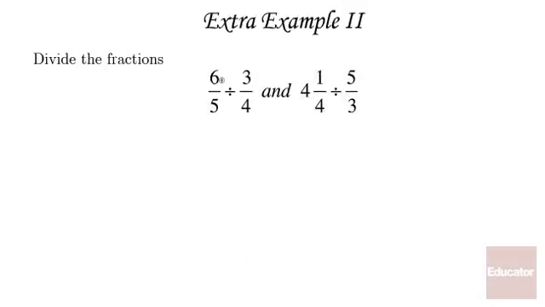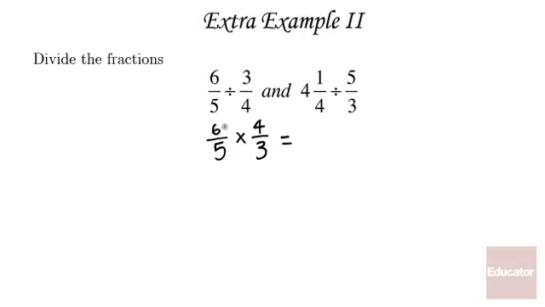Okay, some more examples. 6 over 5 divided by 3 over 4. Since none of these are mixed numbers, I can go ahead and just work with those. Since I'm dividing, I can now multiply after switching these, so it becomes 4 over 3.